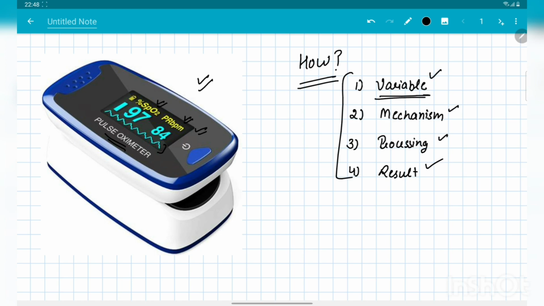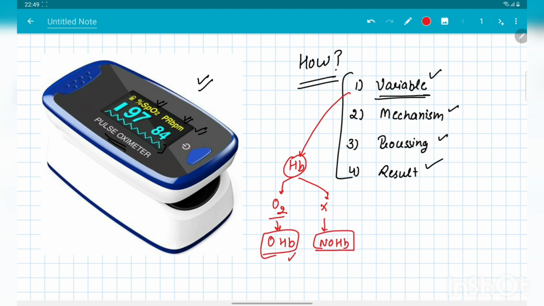So firstly, about the variable. The variable here is basically the hemoglobin molecule. This hemoglobin molecule can be bound to O2 or not bound to O2. So this one is oxygenated hemoglobin, and this one is non-oxygenated hemoglobin. So these are basically our two variables. We just need to measure the amount of oxygenated as well as non-oxygenated hemoglobin to know the percentage saturation of oxygen. So this is our variable.